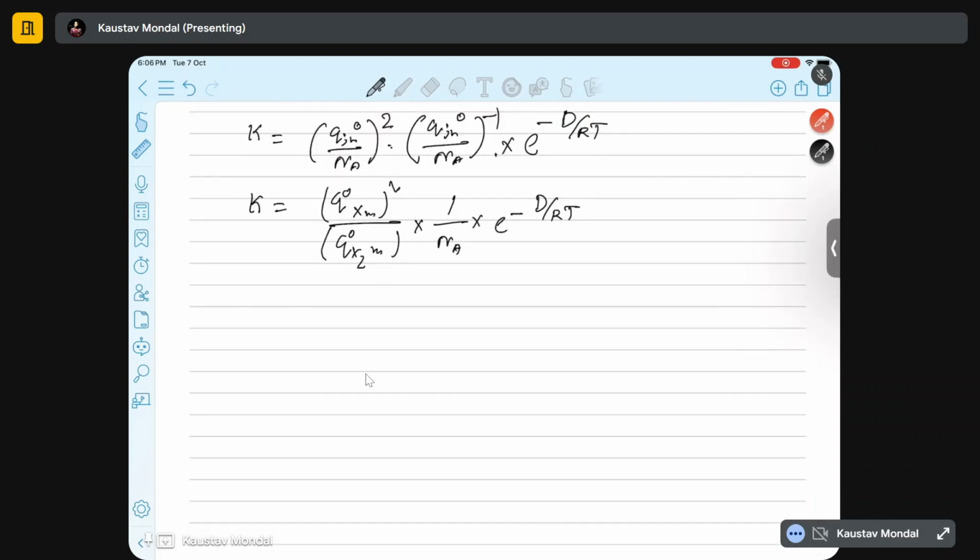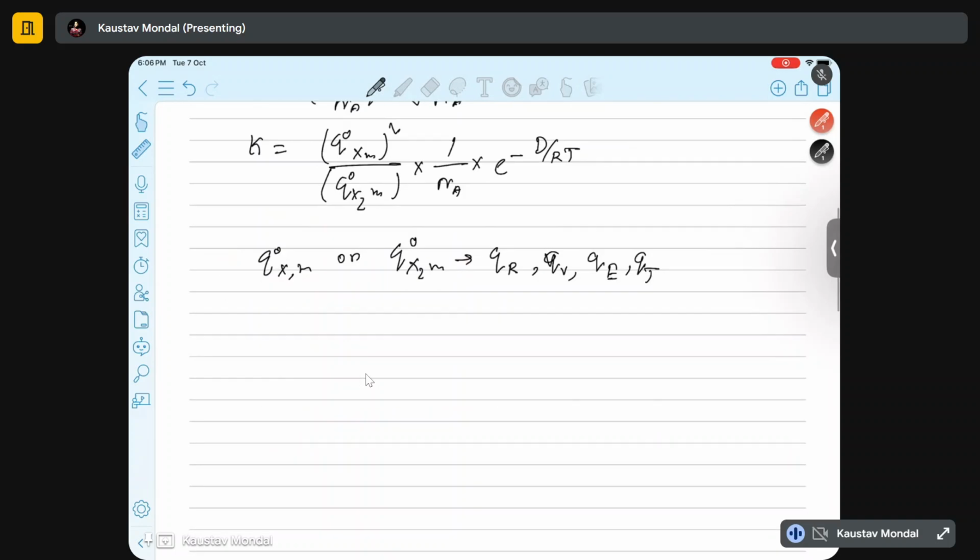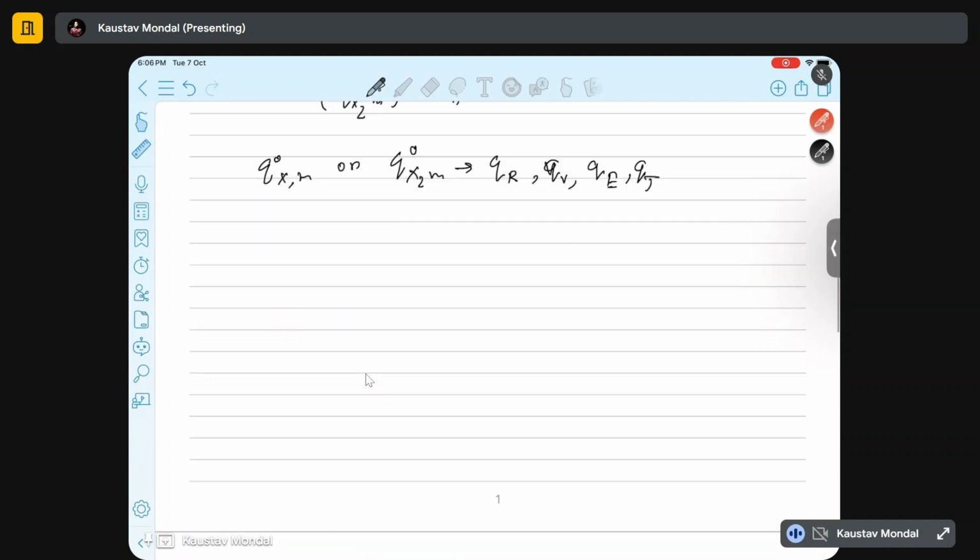Next, we discussed that this q0Xm or q0X2m is the total partition function. It includes rotational, vibrational, electronic and translational terms. All of these four terms are included in this partition function q. That means for each atom or molecule that takes part in the reaction, we have to explicitly calculate each of the partition functions.